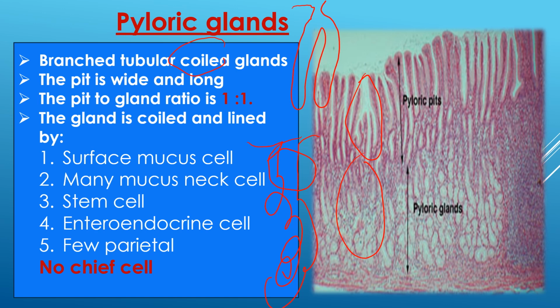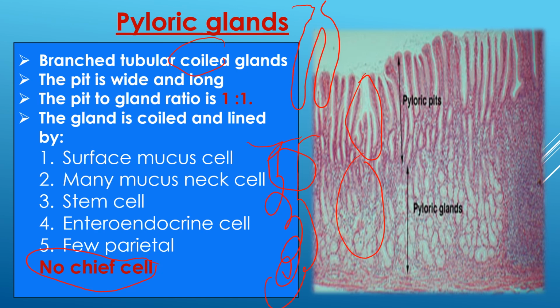Okay, so the gland is coiled and lined by all types of cell except chief cell. Where to find chief cell? Chief cell is present only in the fundic gland. If you have a comparison between pyloric gland and fundic gland, or even an MCQ, you have to memorize that there is no chief cell in pyloric gland. So pyloric gland is a branched coiled tubular gland.